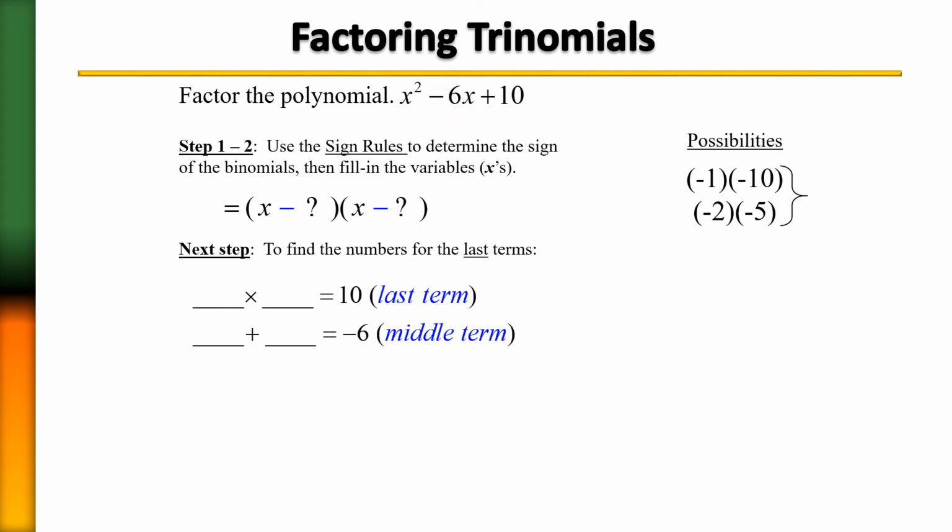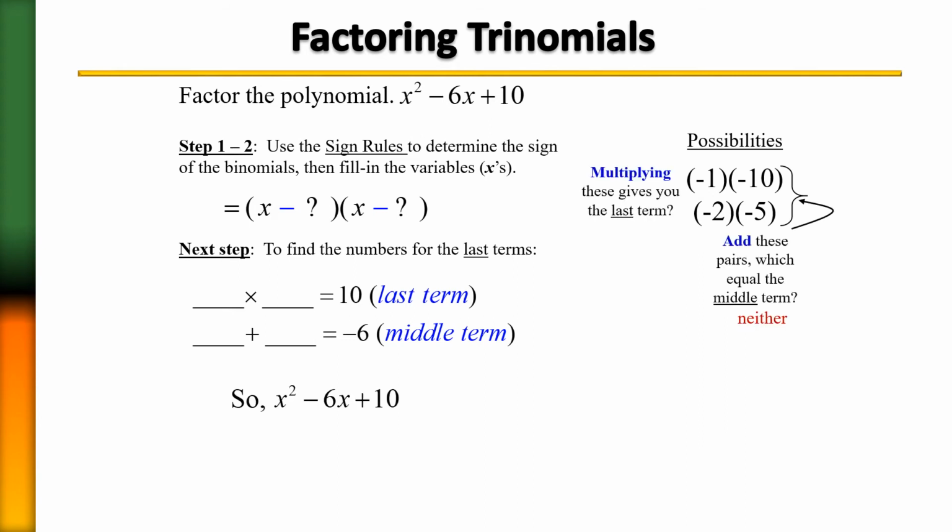So there are no other possibilities of getting 10. There are no other two numbers that you can multiply and get 10. So therefore, since we've exhausted all of our possibilities and we have not found a pair of numbers that meet both criteria, that means that this particular trinomial is prime, which means that it cannot be factored.